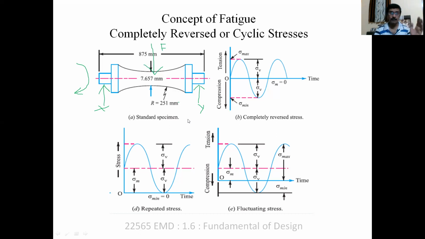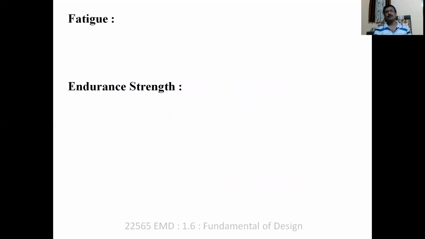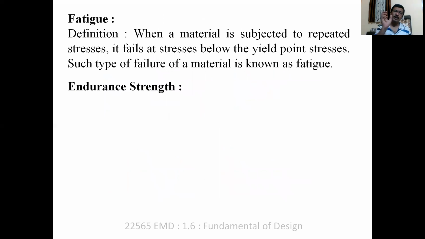If such type of loading is there, then obviously that component may not reach failure by yielding or ultimate stress. It will not go up to the yield point or the ultimate point. It will fail very early. Such type of failure is called a fatigue failure. So if you take a definition: when a material is subjected to repeated stress, it fails at a stress below the yield point stress. Such type of failure of material is called fatigue.